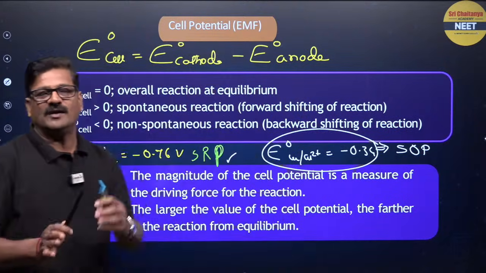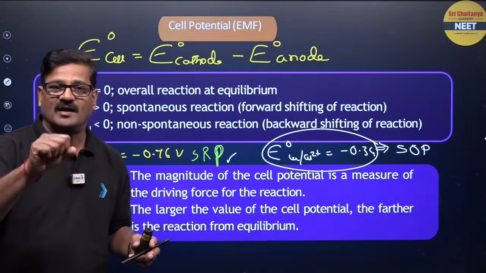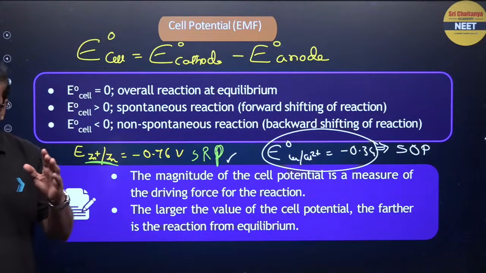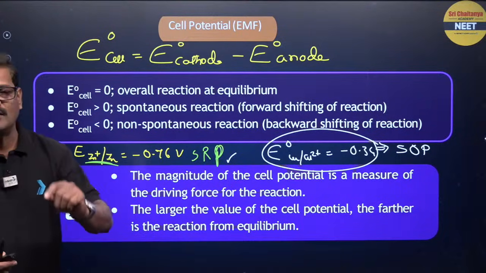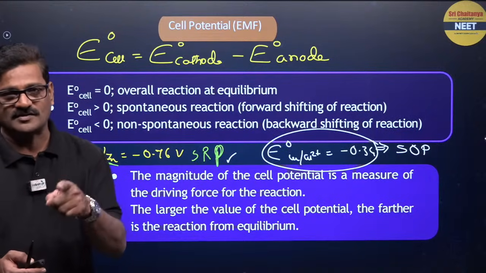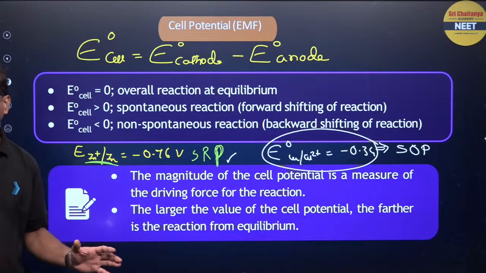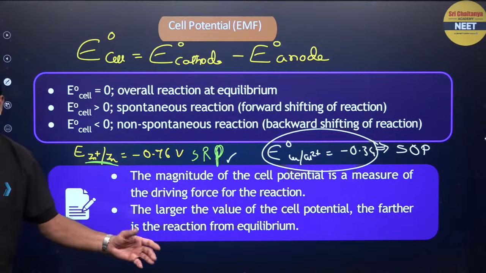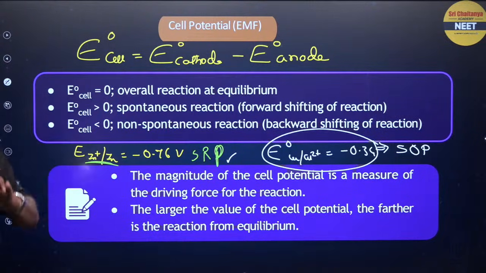If the E naught value is 0, the cell reaction is going to be at equilibrium, and if the E naught value is positive, the cell can be used as a galvanic cell. Delta G value is going to be negative and the process is going to be spontaneous, and vice versa. The magnitude of the cell potential is a measure of the driving force of the reaction. The larger the value of cell potential, the farther the reaction is from equilibrium.